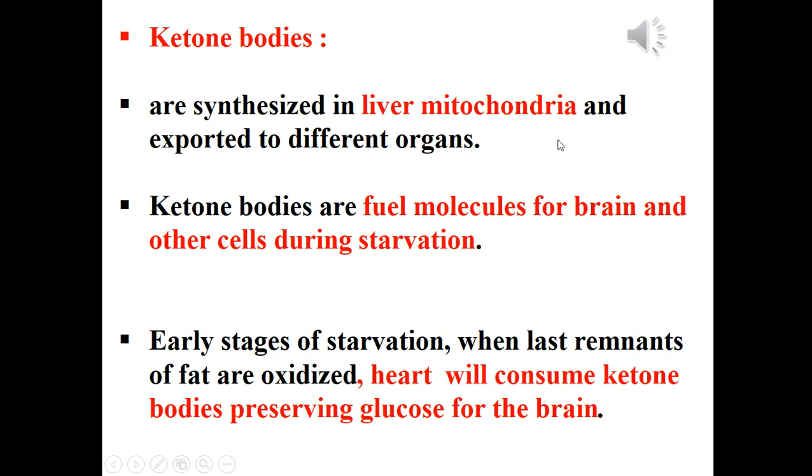Ketone bodies are synthesized in liver mitochondria and exported to different organs. Ketone bodies are fuel molecules for the brain and other cells during starvation. In early stages of starvation, when the last remnants of fat are oxidized, the heart will consume ketone bodies, reserving glucose for the brain.